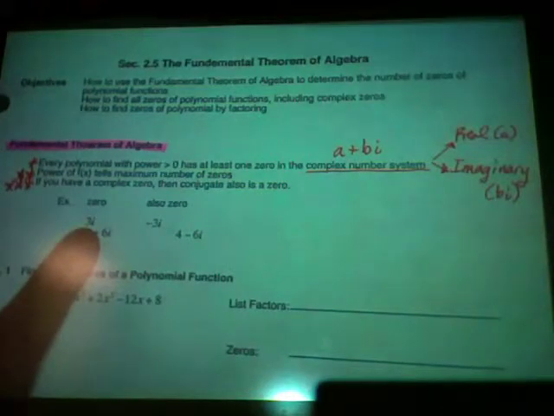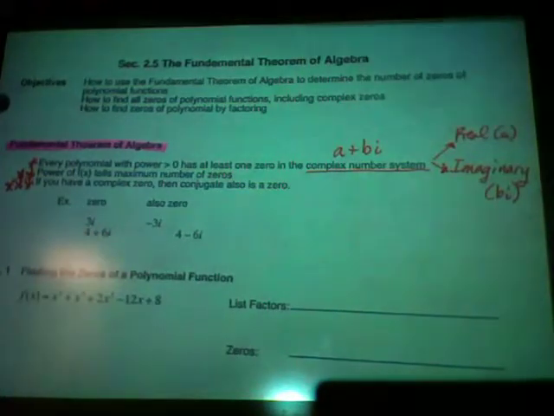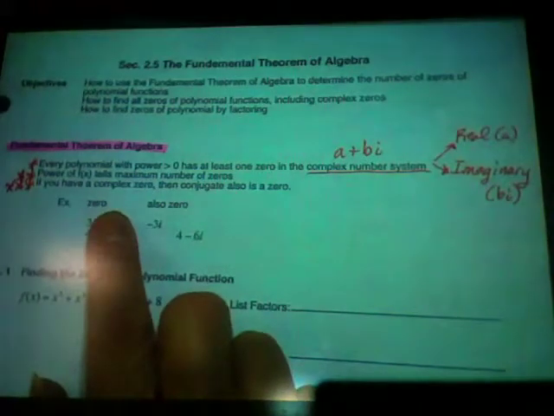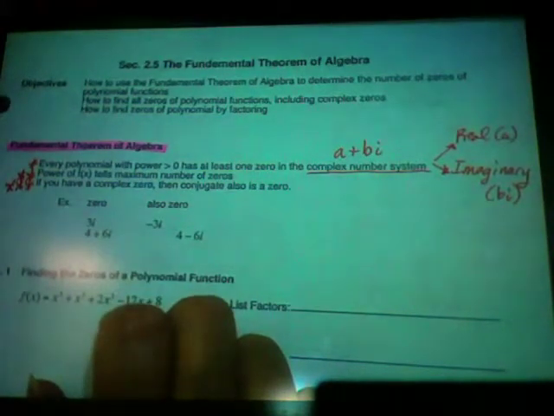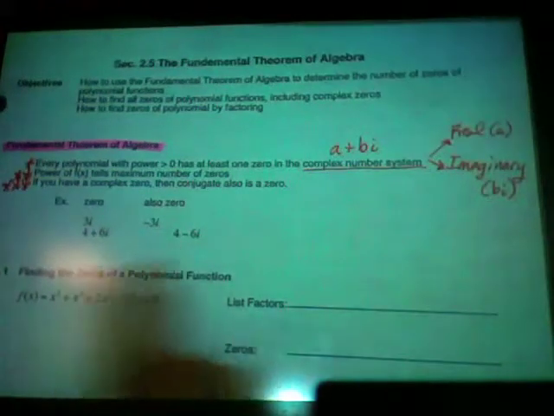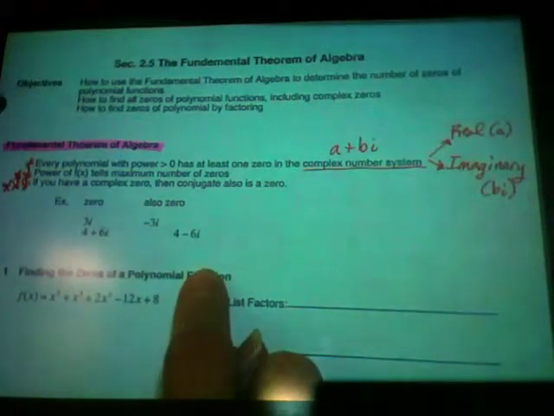What's its factor form? If it were just 3, what would you have written it as a factor? X minus 3. So if it's 3i, what would you write? X minus 3i. And this one would be X plus 3i. Now these ones become a little bit more complicated when you have to write them in factored form.